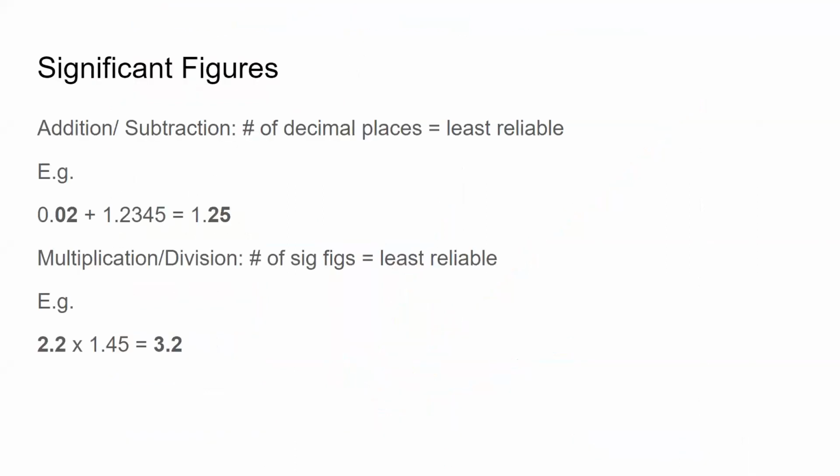Okay, so significant figures. A rule to stick by for addition and subtraction: we want to use the number of decimal places that is the least reliable, because essentially we're trying to be as sure of these values as possible, right? So if we have 0.02 plus 1.2345, we know that this value is 1.2345 for sure, but we don't have as many decimal places for the other value to confirm it. It could be 0.020001 or something, right? But we're not sure.